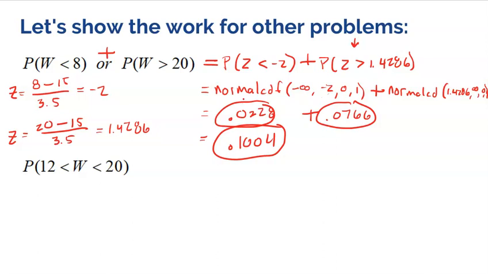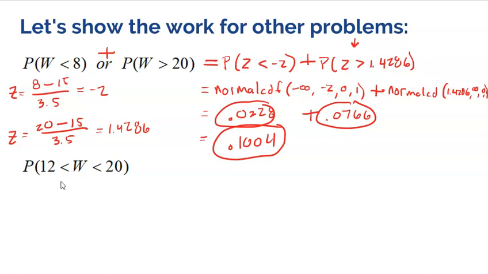So again, I explained all that. This is kind of a double problem because you're doing two things at once. You're doing less than 8 and more than 20. But this is a good problem. That way you see all the work that needs to go into it. So this is all the work you would need to show as neat as possible on your paper.